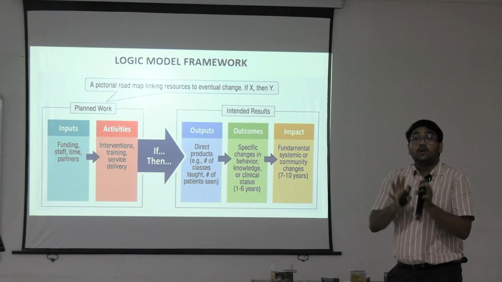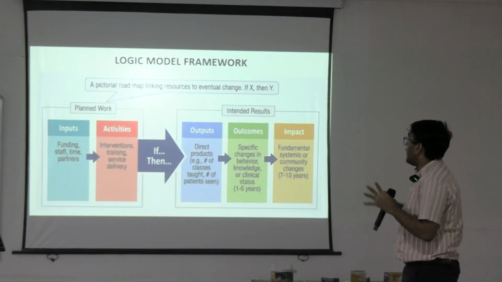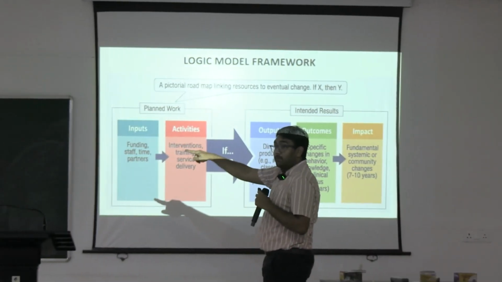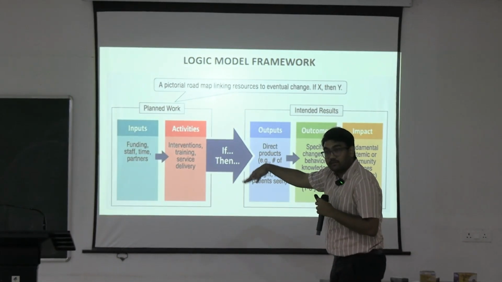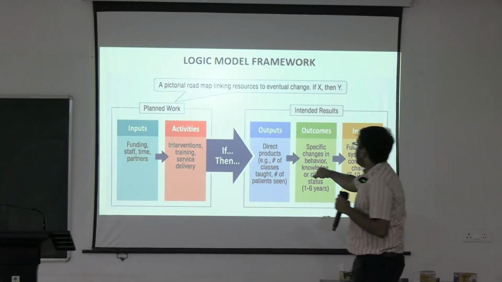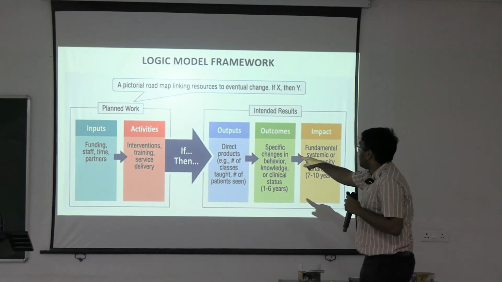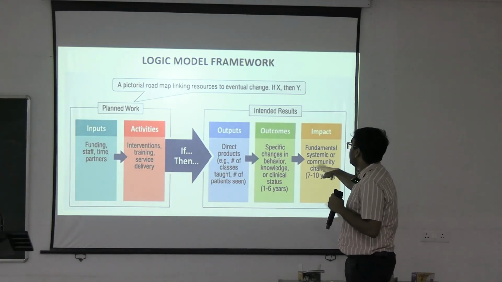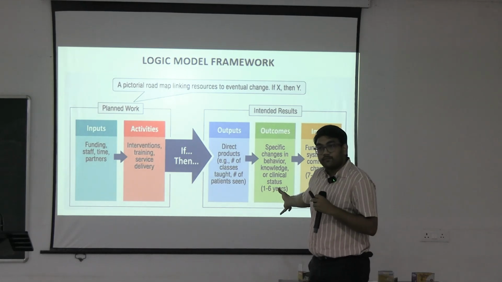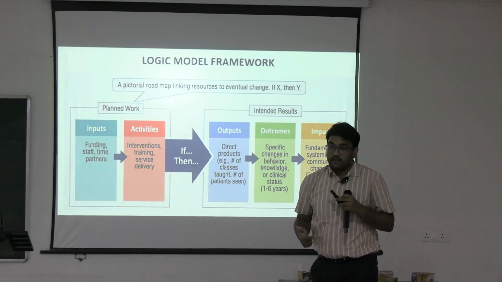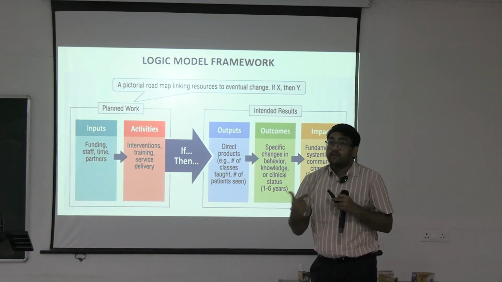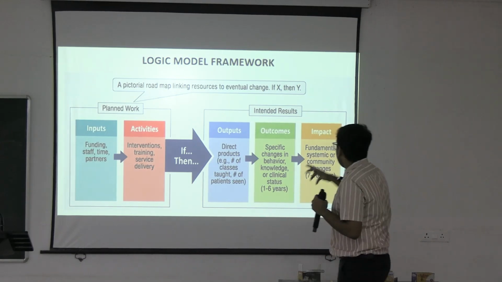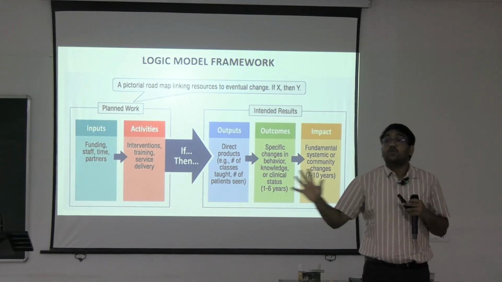This is what we base our assessment on. Any system has some inputs. Based on the inputs, we will be doing some activities, and based on these activities, there will be some outputs. Outputs are the direct products, like number of classes taught, number of patients seen. Outcomes are changes in behavior, knowledge or clinical status: that children are being vaccinated, they are suffering from reduced infections, vaccine hesitancy is going down, acceptance is increasing. And impact is improvement in the overall child survival.